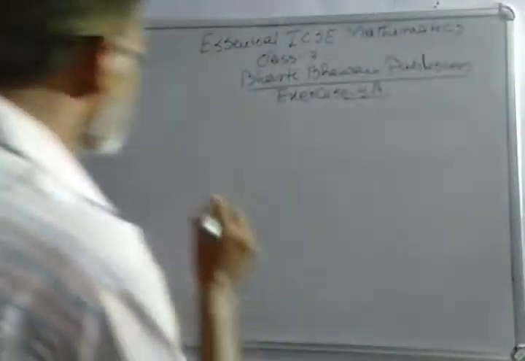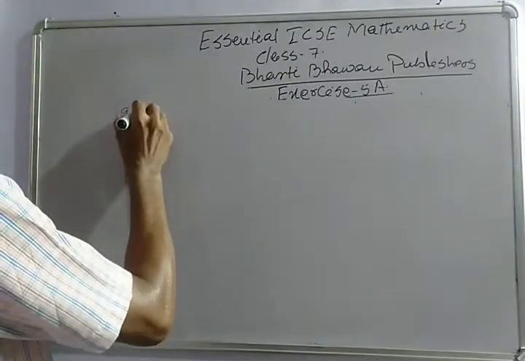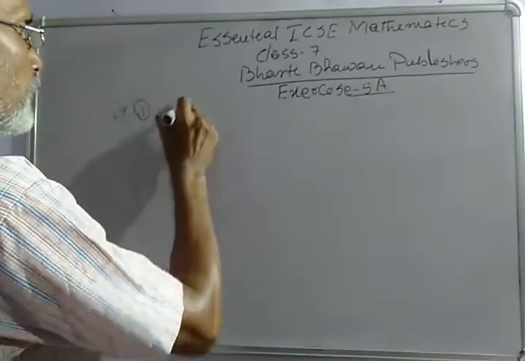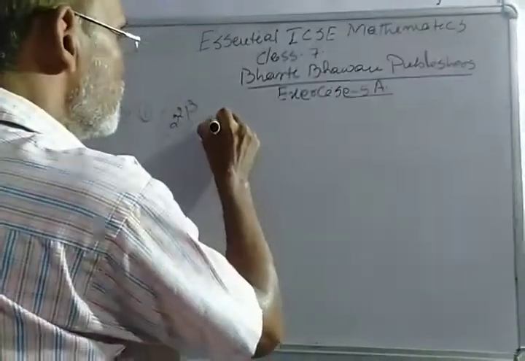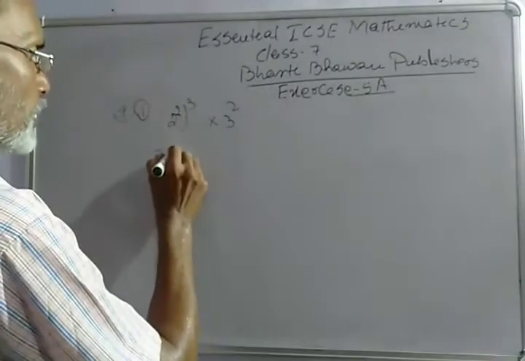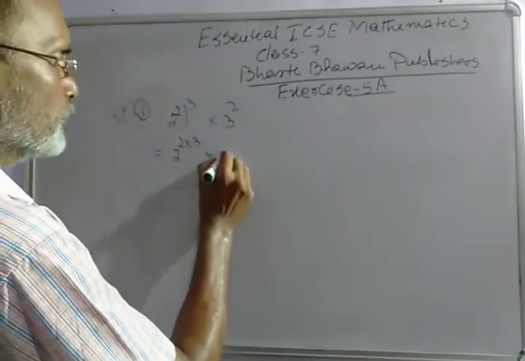Number 9, bit 1. This is equal to (2 to the power 2) whole to the power 3 into 3 to the power 2. So this is equal to 2 to the power 2 into 3 into 3 to the power 2.